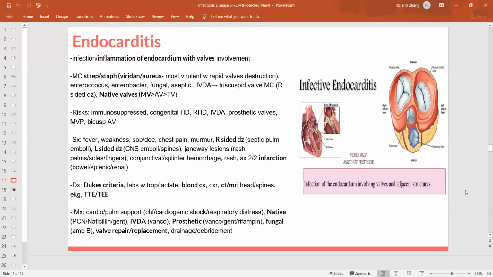Left-sided disease oftentimes will show neurologic symptoms because of embolism to the brain, and also the spine. So if they come with back pain, you have to rule out a spine lesion. Janeway lesions, which are like septic emboli to the extremities, characteristically you see a petechial rash on their fingers, and they can have conjunctival involvement with hemorrhage. And then you can have mesenteric ischemia as well. But like I say, these symptoms do overlap.